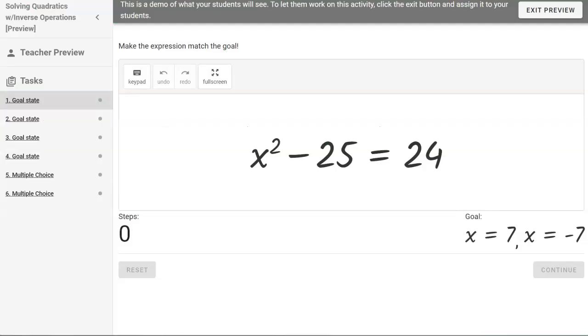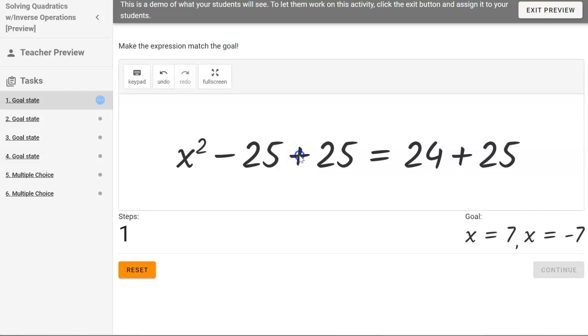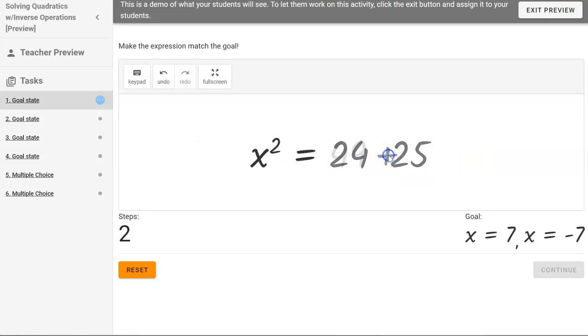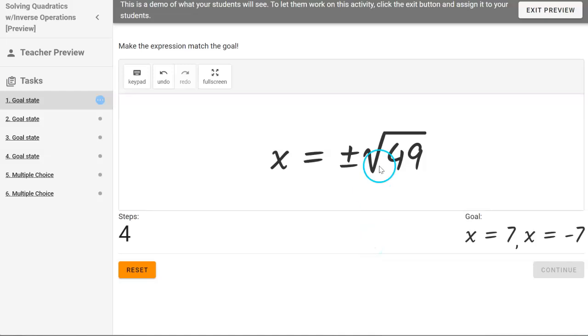So on the first goal state question, you'll notice there are two solutions down here. So we'll need two. I'm first going to add 25 to both sides. I'm going to simplify here and simplify here. And then we're going to take the square root to both sides. So you drag the 2 over to the 49 and it square roots both sides.